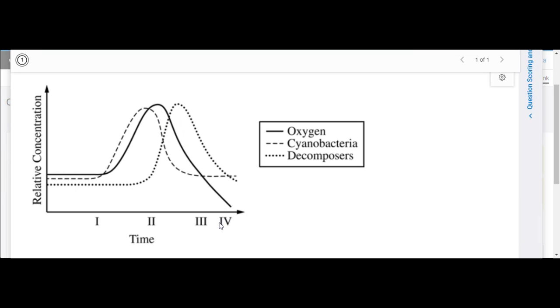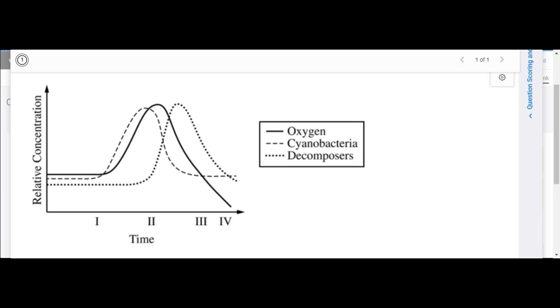Then explaining 3 and 4, this decrease in oxygen, what would be responsible for that and what process? Look at the decomposer line, right? Combined with the decrease. Yes, please go ahead and tell me because I can't see the screen right now. I'm assuming you're saying the decomposers and they're doing respiration, yes?